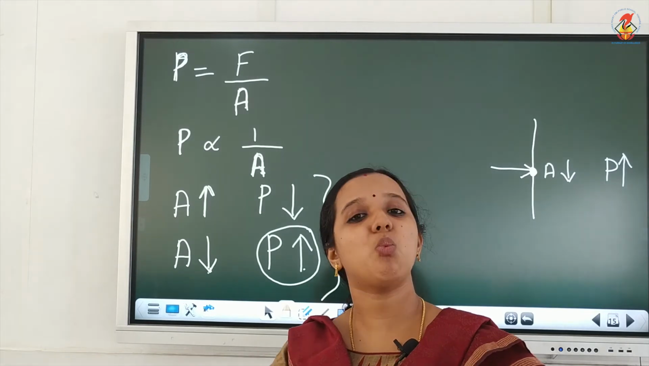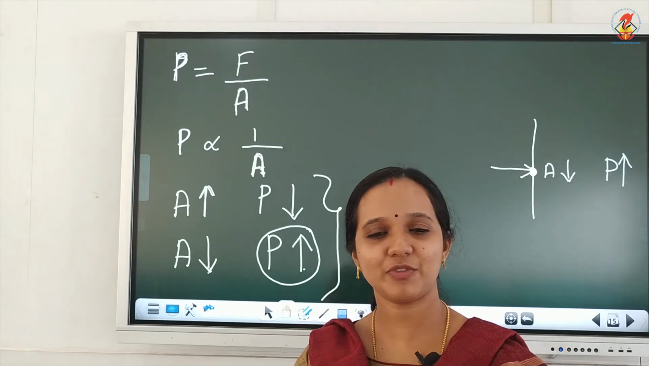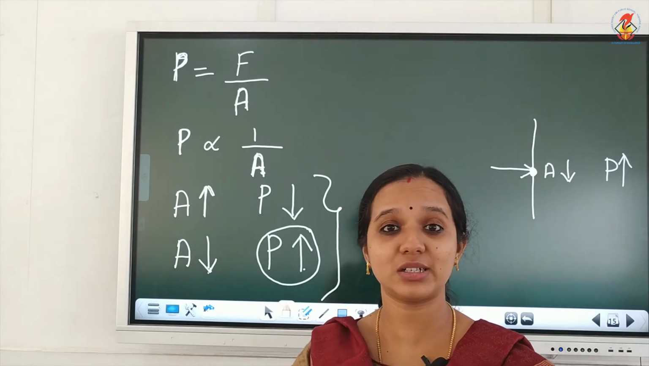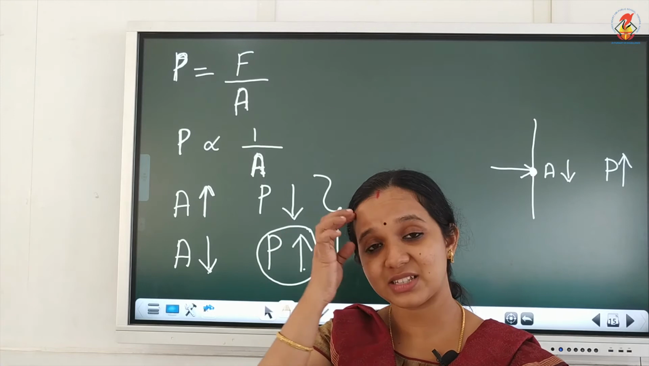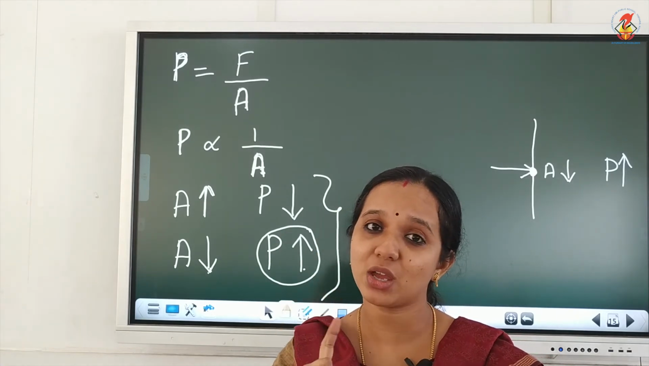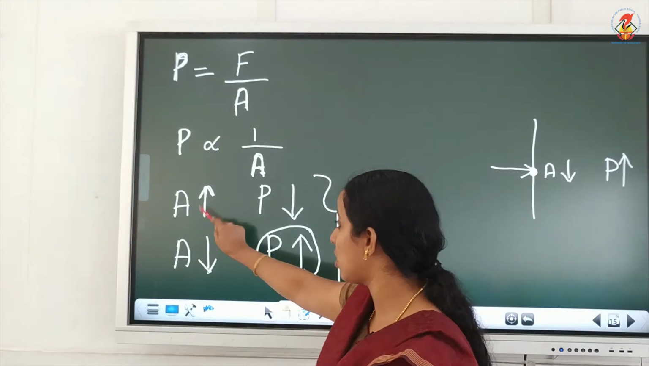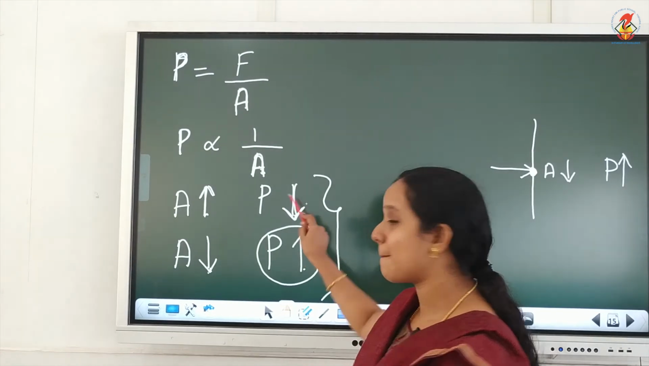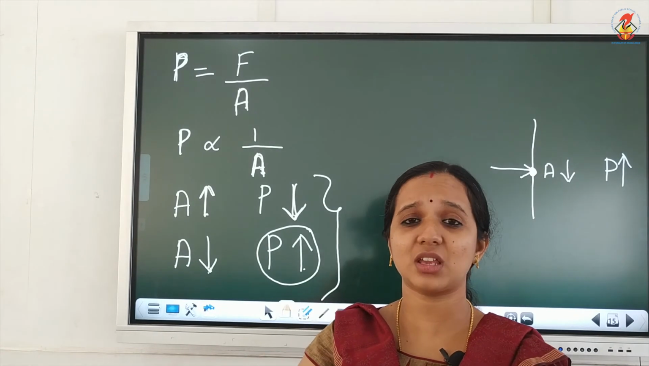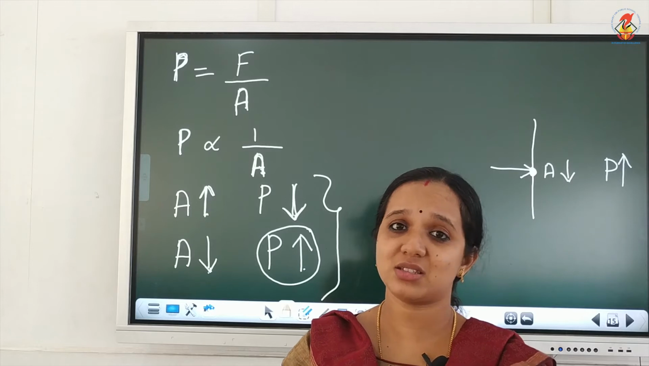For example, why do camels have broad feet? We know that camel is an animal which walks through desert sand. Since they have broad feet, area of contact will be more. So, the pressure will be minimized. So, their legs won't sink into the sand, so that they can easily walk through the sand.